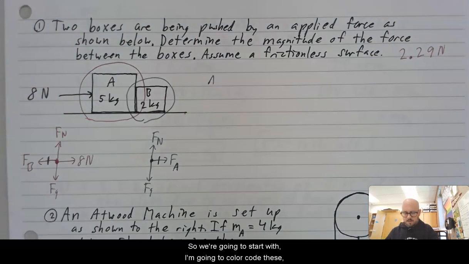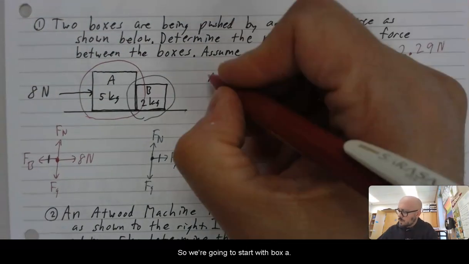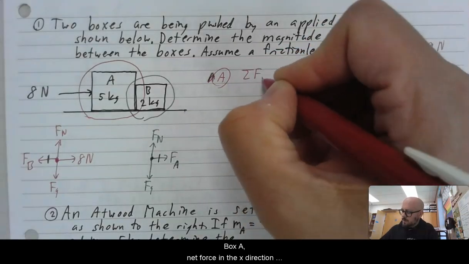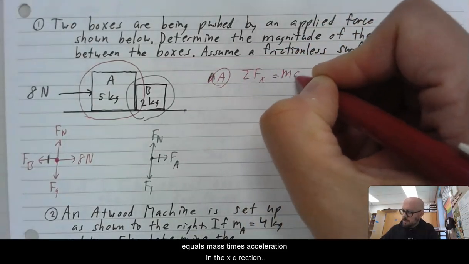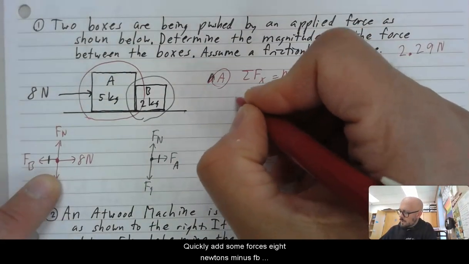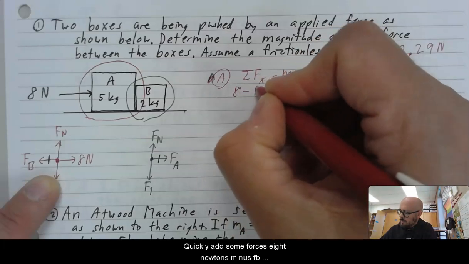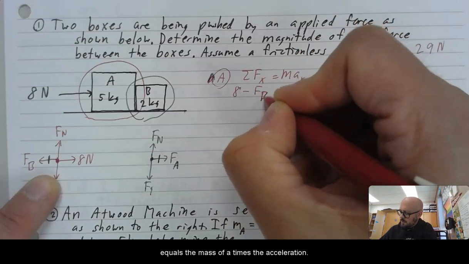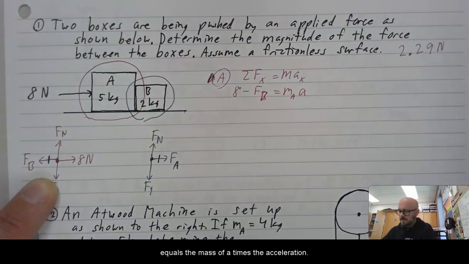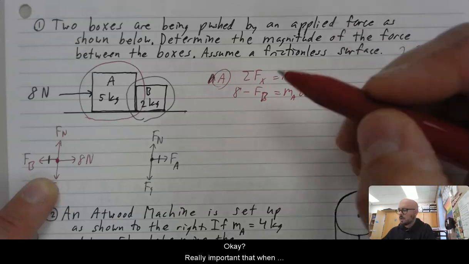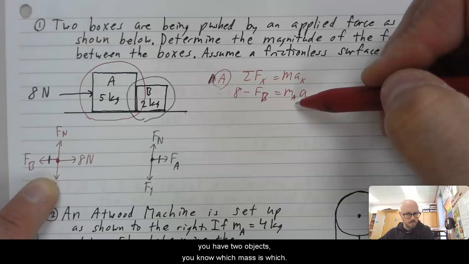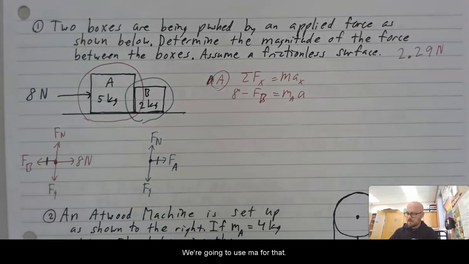So we're going to start with, I'm going to color code these, right? I said I was going to do that. So we're going to start with box A. Box A, net force in the x direction equals mass times acceleration in the x direction. Quickly add some forces. 8 newtons minus Fb equals the mass of A times the acceleration. Really important that when you have two objects, you know which mass is which. So we're going to use ma for that.